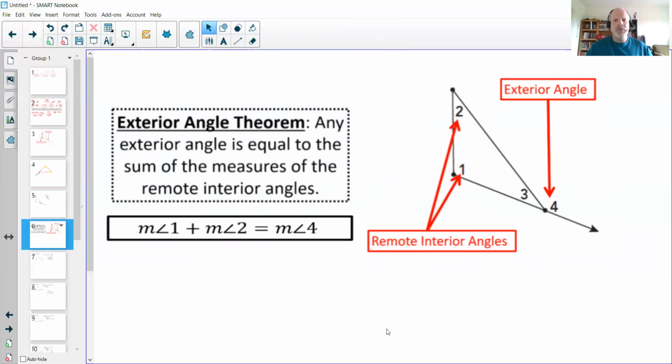All right, so here is the exterior angle theorem written out in words. It just says that any exterior angle is equal to the sum of the measures of the remote interior angles, or the measure of angle 1 plus the measure of angle 2 equals the measure of angle 4 on this picture. Let's look at some examples.